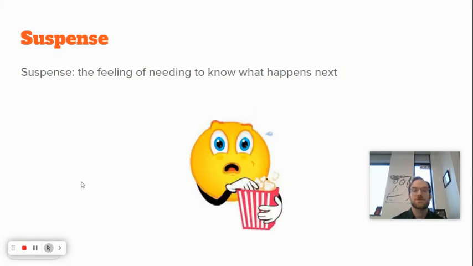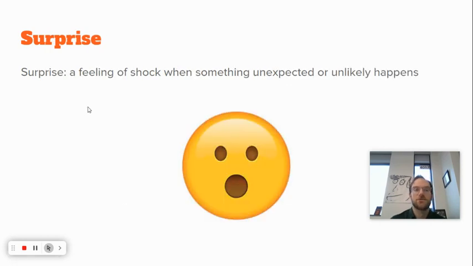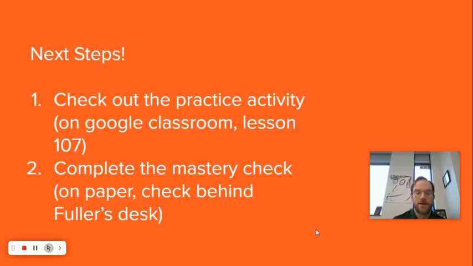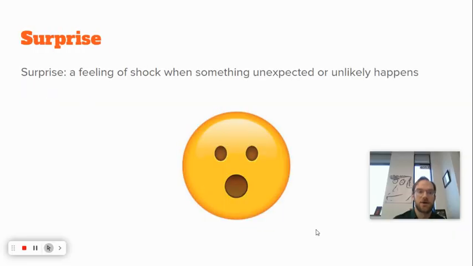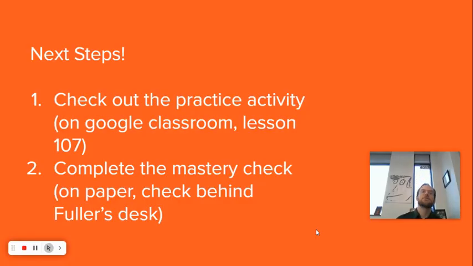You might come up with suspense, that feeling where you just need to know what happens next. A lot of mystery type stories work with tension and suspense, especially, where you just need to know what happens. You need to know how it ends. And then surprise is when you feel shock because something unexpected or unlikely happens. And those are kind of the big three that we're working with in Lamb to the Slaughter: tension, suspense, surprise.